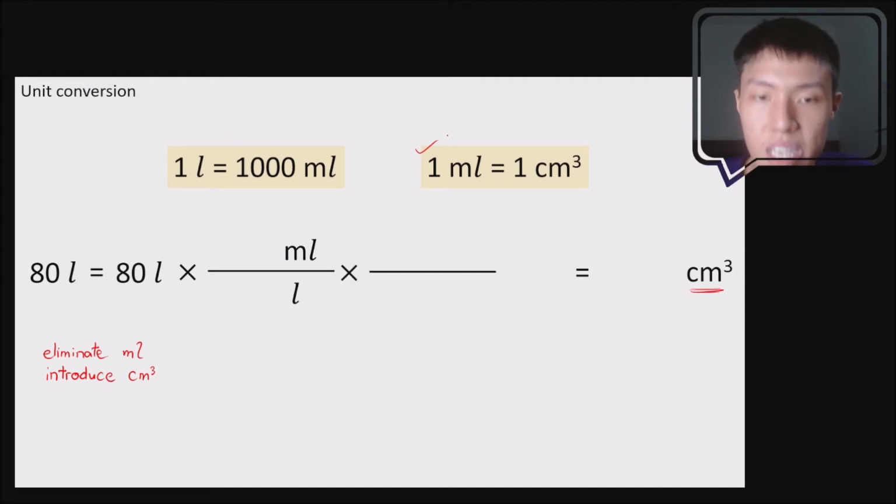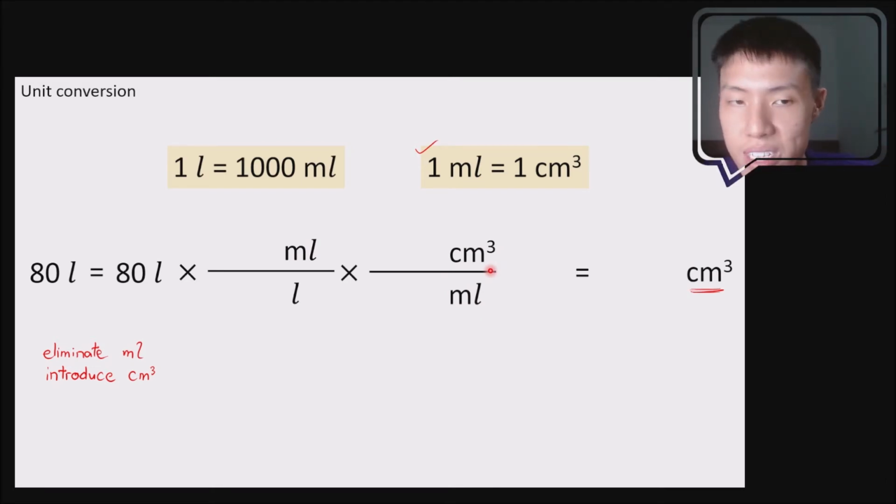So what do we do? Introduce another empty fraction and put in what we want. Okay, we want to eliminate ml, so we want to put ml on the opposite side of the fraction. We want to introduce cm cube, so we put it on the same side as the answer. Okay, so cm cube on top of the fraction, but if we want to eliminate ml, we need to put it on the opposite side of the fraction. Okay, so now everything is clear. We have set up. This is our second step, the second step we mentioned just now: put in all the units.